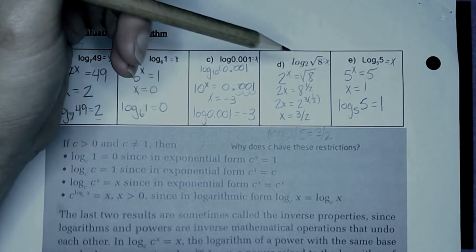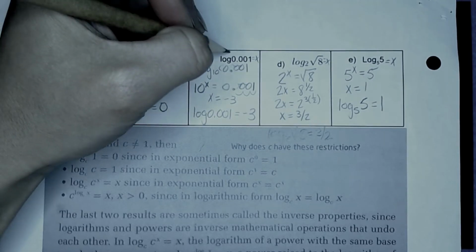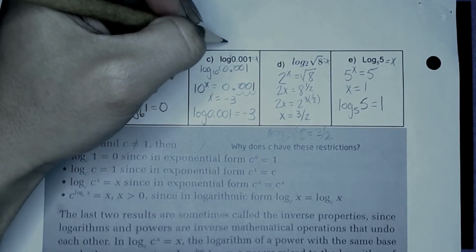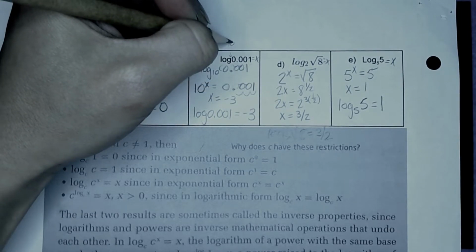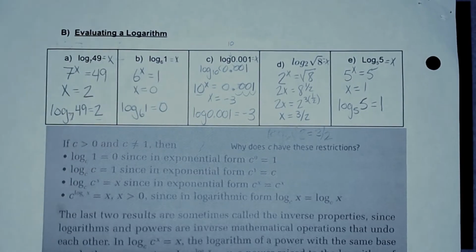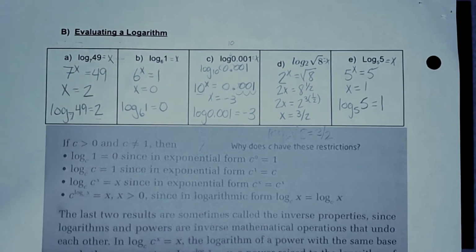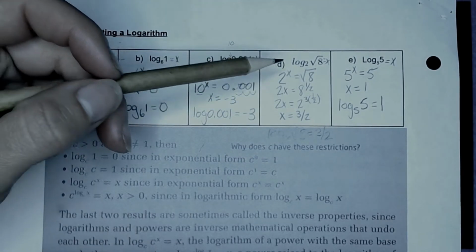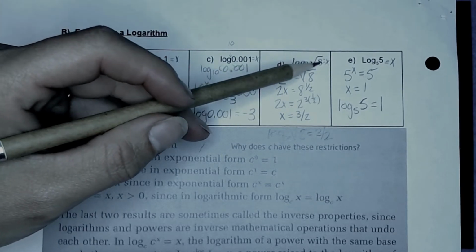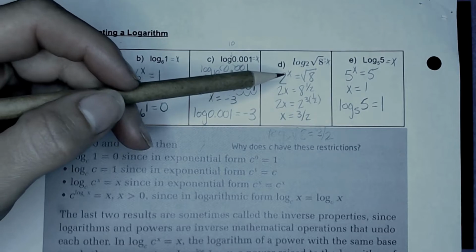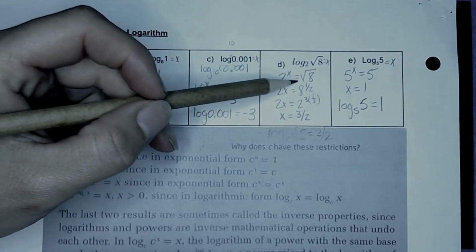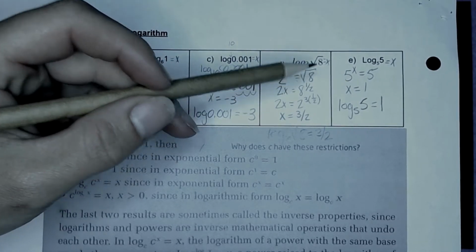Of these examples, another one I want to talk about is C. I just want to mention that there's no number between the log and the 0.001, so the base there would be 10, okay? And that shows up in your exponential form. The third one I want to talk about is the log 2 of root 8 equals x. So we have this statement, 2 to the power of x equals root 8.